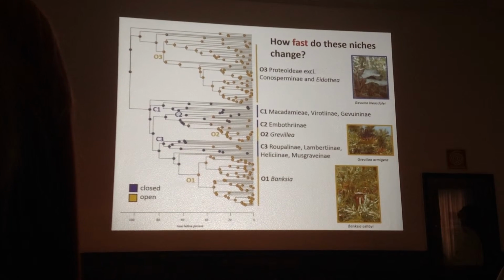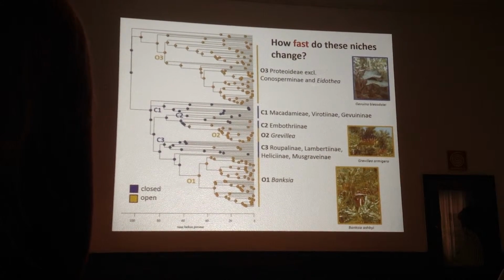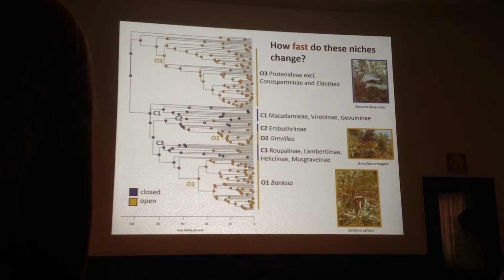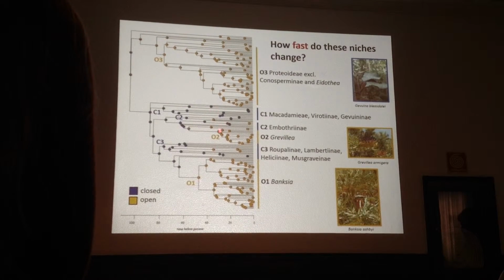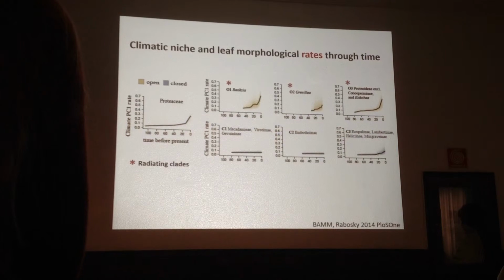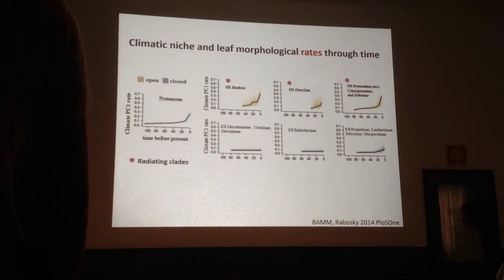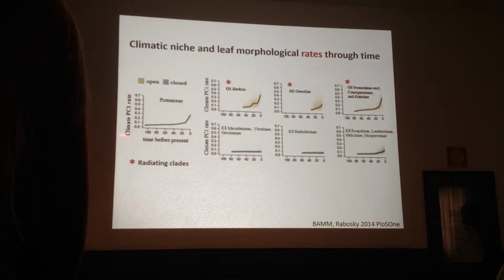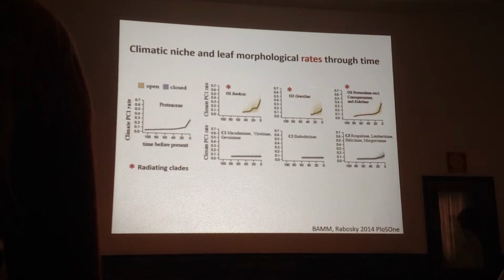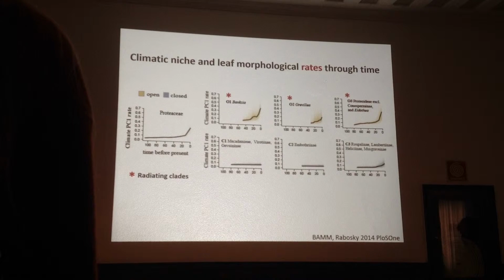To have an idea of how fast these niches change through time, we defined clades: open vegetation clades which show radiations, and closed vegetation clades which don't show these radiations, indicated with O1 to 3 and C1 to 3. Then we can look at how the rates change through time. Here for the Proteaceae as a whole, we see they're about 100 million years old, and these rates increase towards the present. This is an example from the first principal component for climate.